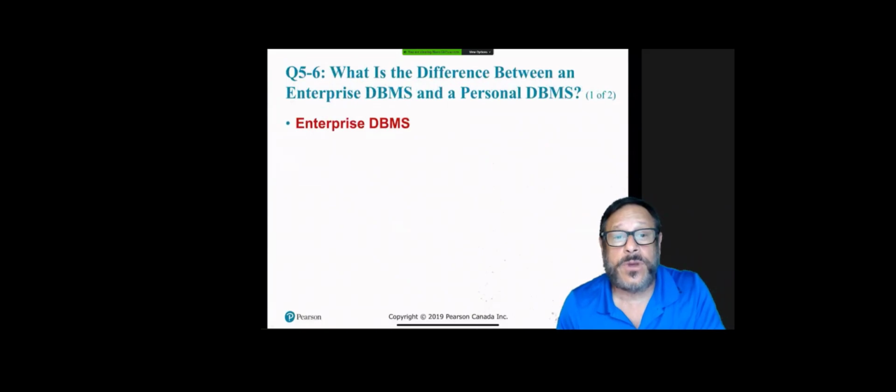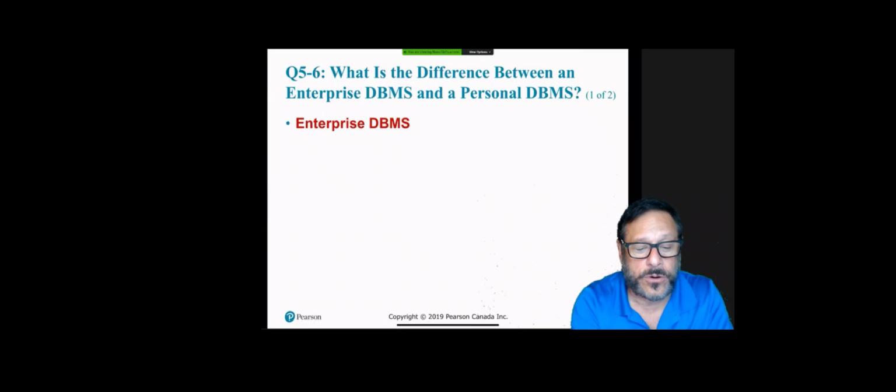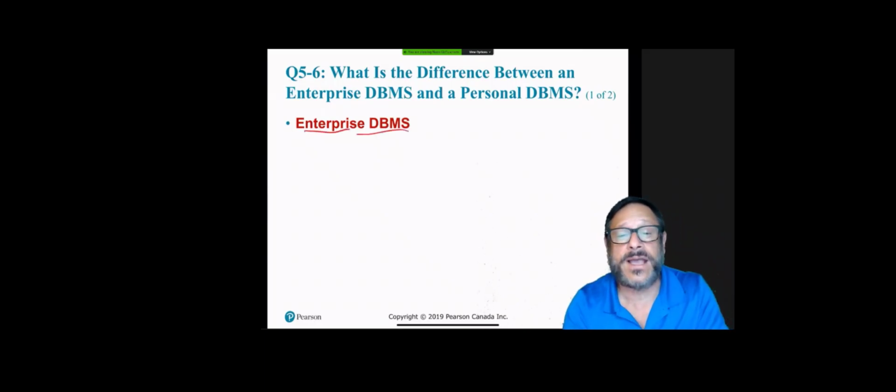So what's the difference between an enterprise DBMS and a personal one? There are two levels of databases. There's an enterprise DBMS and a personal one. And as you can imagine, the main difference is going to be the number of concurrent users. And by concurrent users, it's not the total number of users that possibly could go on to that, but at any given time, what's the maximum number of users that are going to use this DBMS at this moment? If it's a lot of users, you're going to need an enterprise DBMS.